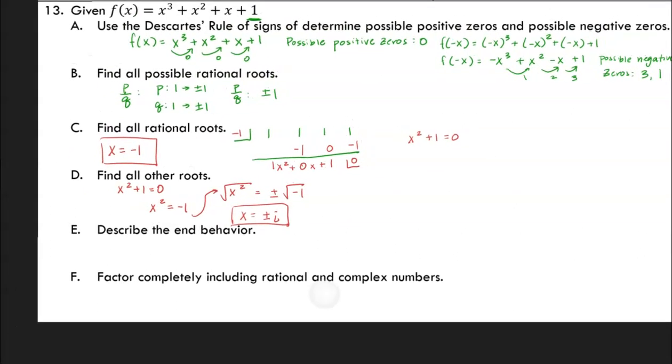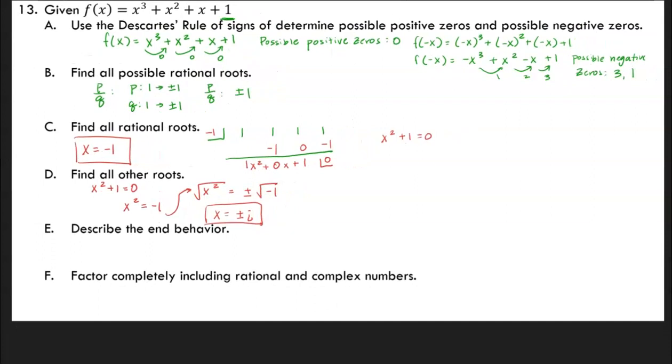Describe the end behavior. This is an odd function. It has a positive leading coefficient, so it's going to have a positive slope, just like a linear function that has a positive slope. So it's going to look like that. As x approaches positive infinity, y is going to approach positive infinity, and as x approaches negative infinity, y is going to approach negative infinity.